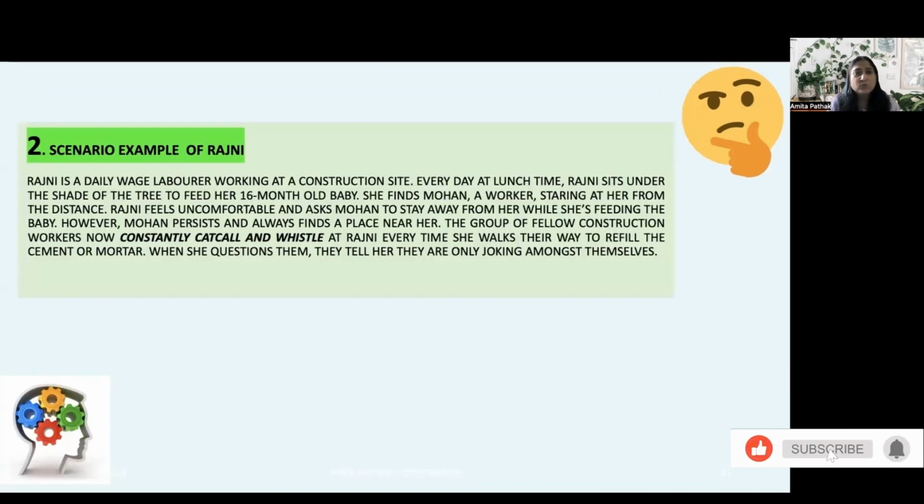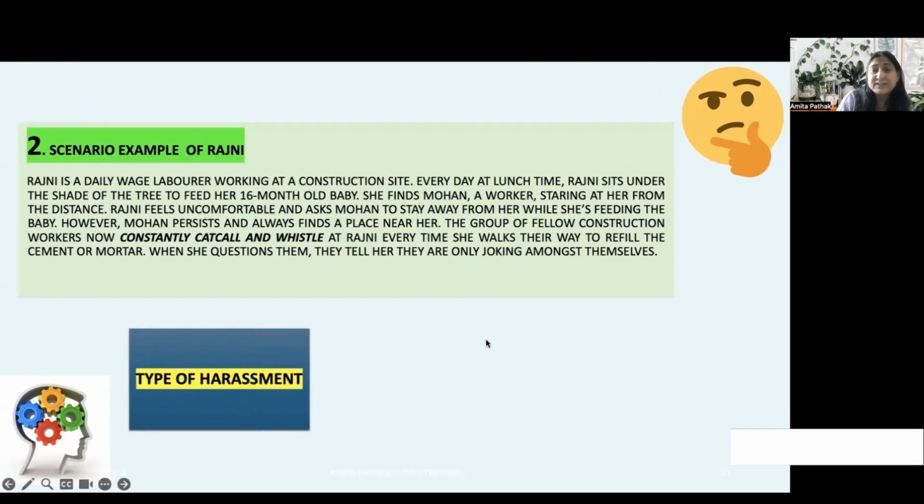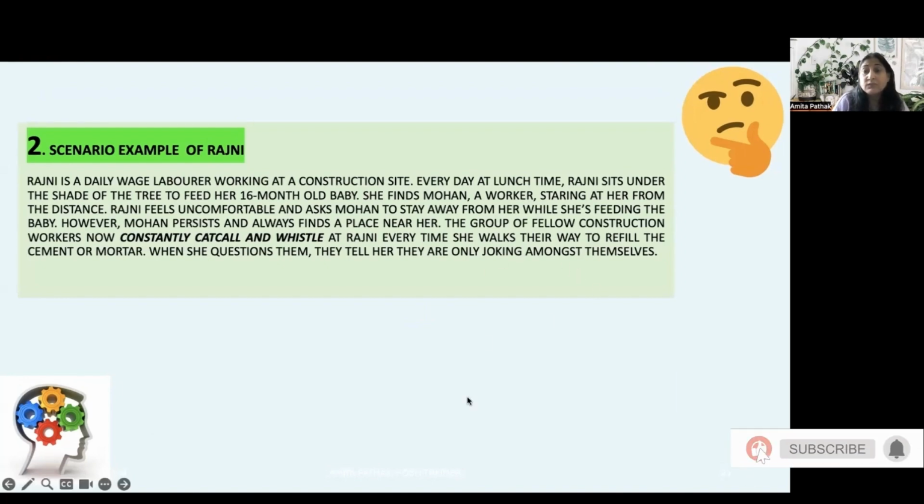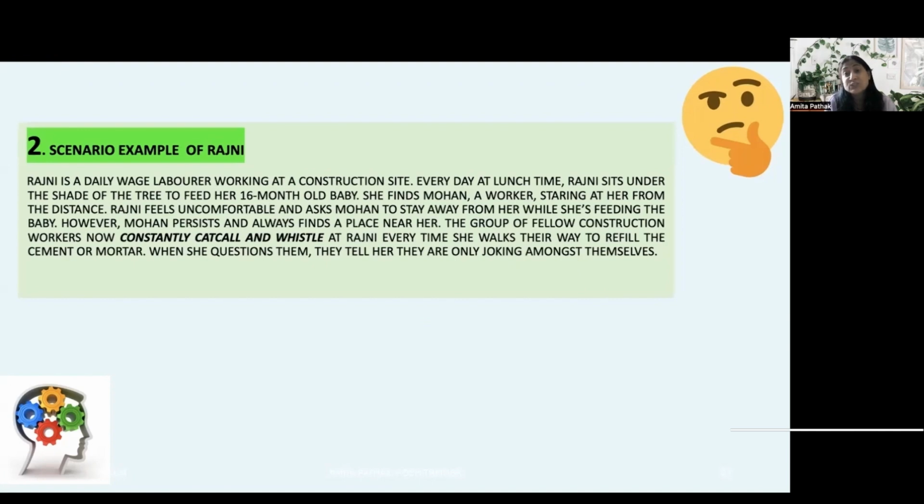One more scenario, let us take the example of Rajni. Rajni is a daily wage laborer working at a construction site. Every day at lunchtime, Rajni sits under the shade of a tree to feed her 16-month-old baby. She finds Mohan, a worker, staring at her from a distance. Rajni feels uncomfortable and asks Mohan to stay away from her while she is feeding the baby. However, Mohan persists and always finds a place near her.